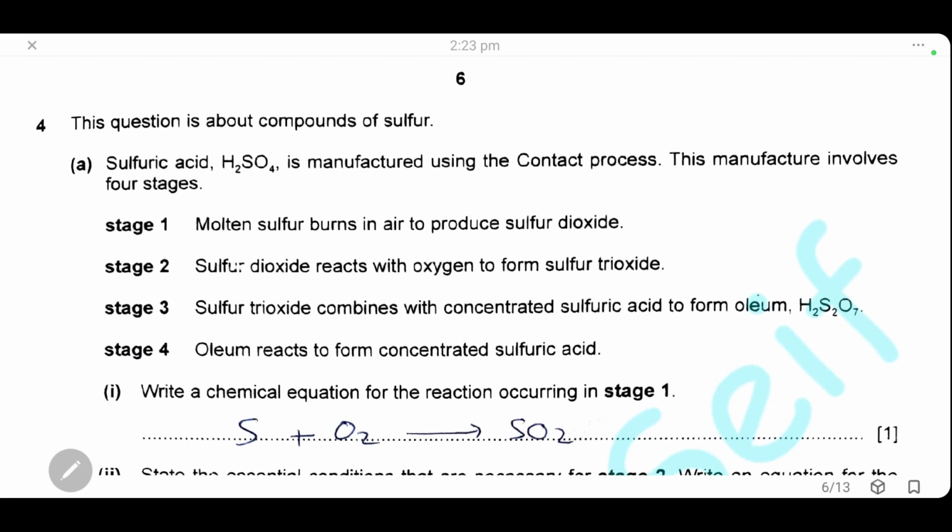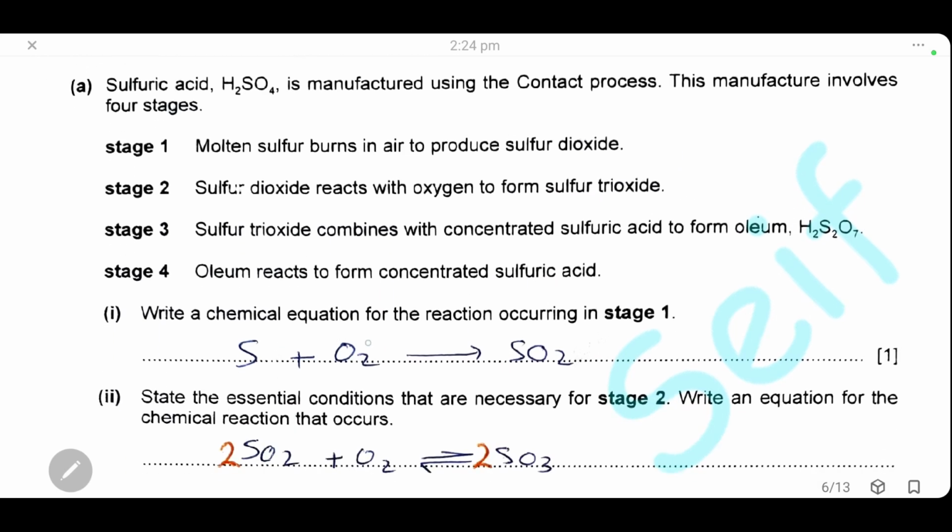Question 4. This question is about compound of sulfur. Sulfuric acid is manufactured using contact process, and this manufacture involves 4 stages. First, molten sulfur burns in air to produce sulfur dioxide. Then sulfur dioxide reacts with oxygen to produce sulfur trioxide. Then sulfur trioxide combined with sulfuric acid to form oleum, and he gave you the formula of oleum. Then oleum react to form concentrated sulfuric acid again.